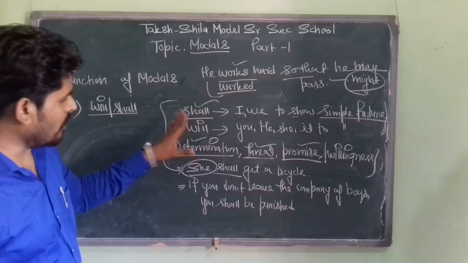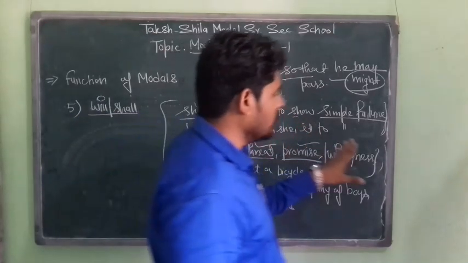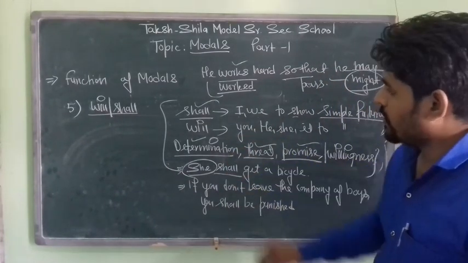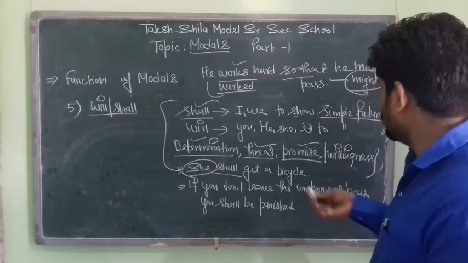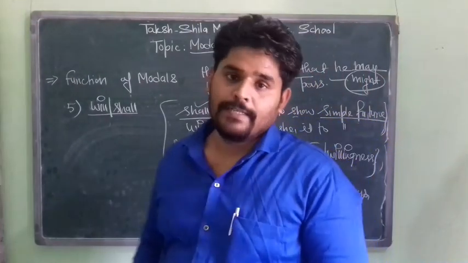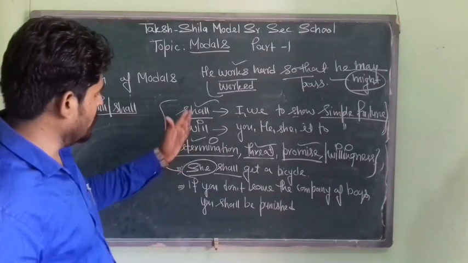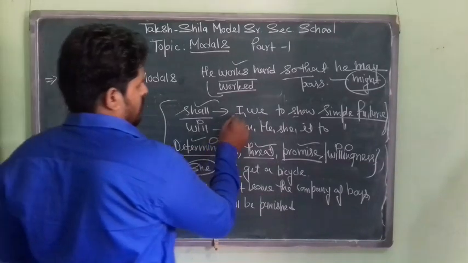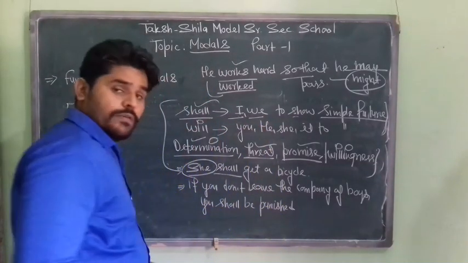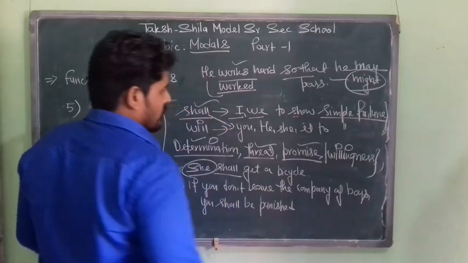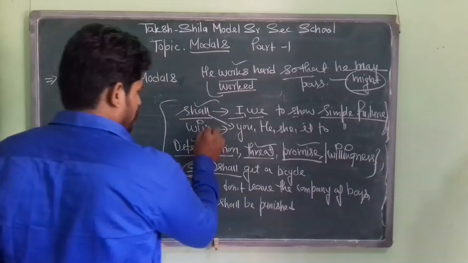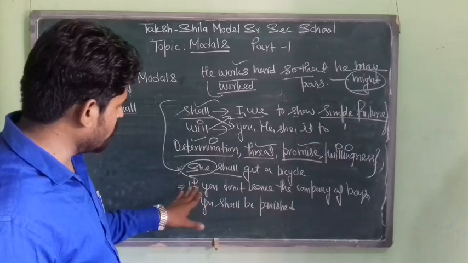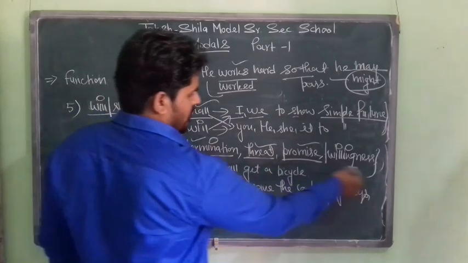told you that apart from the use when they show simple future tense, they also express some various meanings, and these meanings are determination, threat, promise and willingness. But it happens only when these will and shall are interchangeably used with some other persons. Especially we say that we use shall with I and we, but we can also use shall with you, he, she, it, and we can use will with I and we. So when we are just interchanging their use, what actually happens, they express these meanings: determination, threat, promise and willingness.